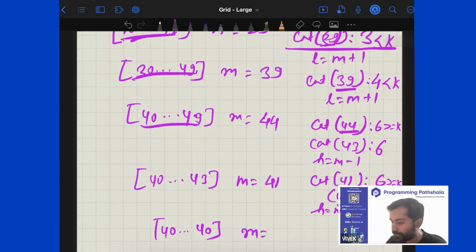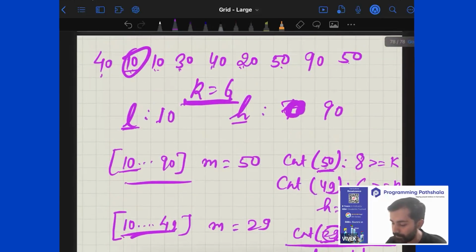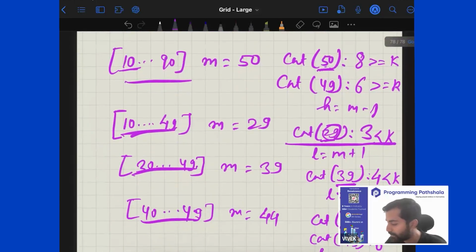Find the mid. What is mid? 40. What is the count of 40? You already found it before. 6. Whenever it happens, you find out the count of mid minus 1. And what is the count of mid minus 1? How many elements are smaller than or equal to 39? 1, 2, 3, 4, just 4.